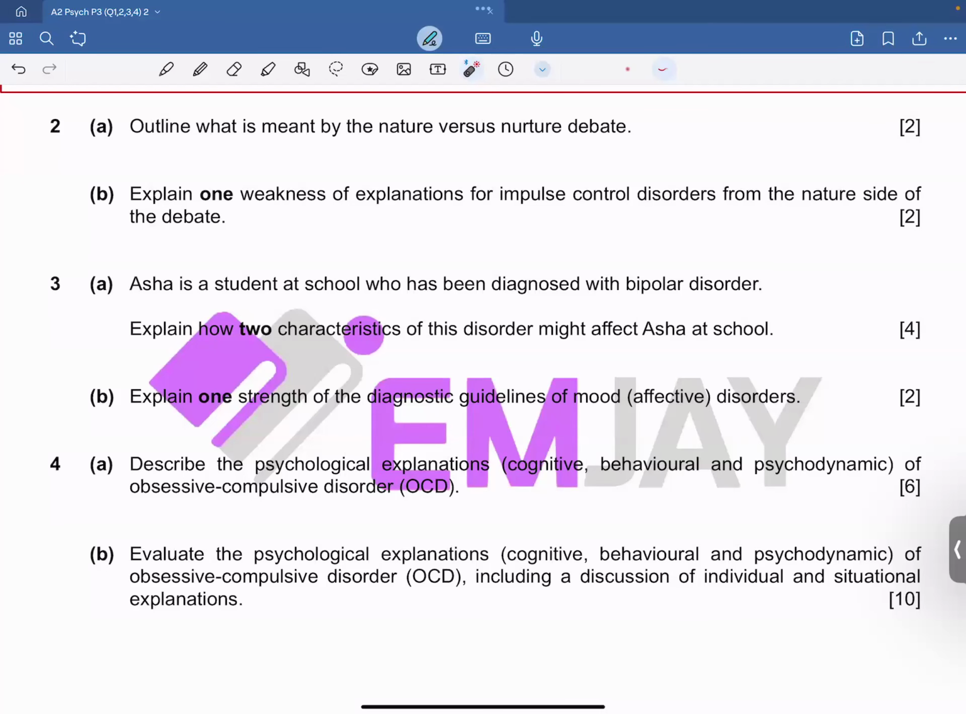Hello, everyone. Today we'd be revising the nature versus nurture debate. This revision would take place in the context of impulse control disorders, or if I may be a little more specific, explanations for impulse control disorders.